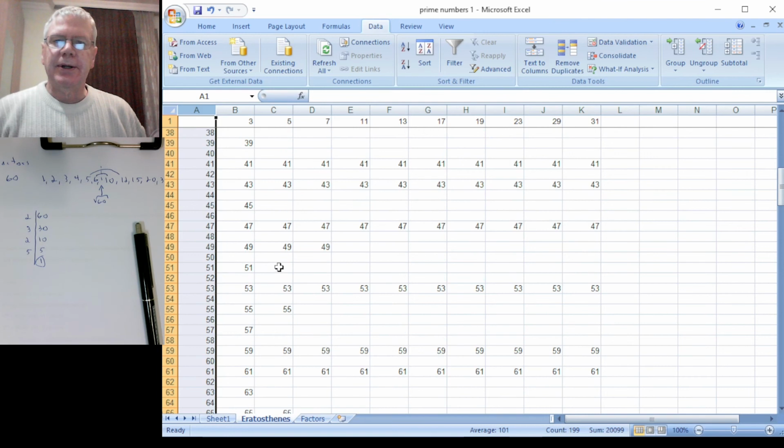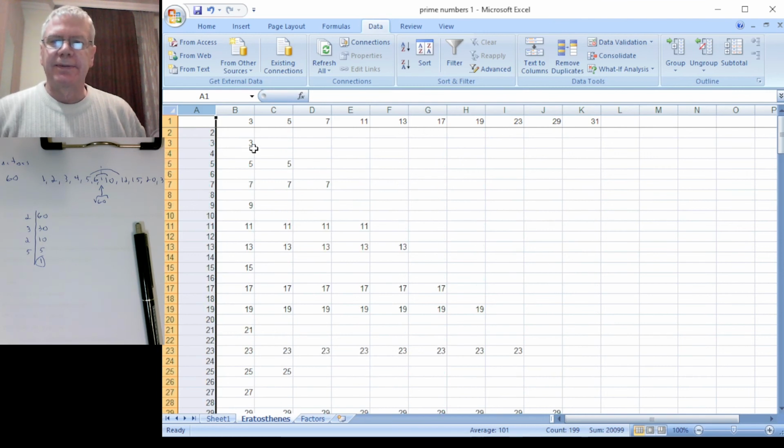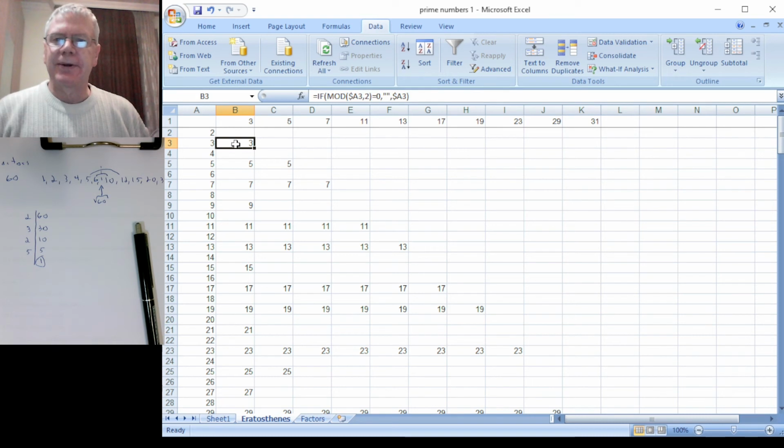So we start by crossing out all of the 2's. So in this column, this is mod. It just means if there's nothing left when you divide by 2, then get rid of it. If there's no remainder. 3 is a remainder when I divide by 2, so keep it. And that's what this mod up here is. That's modular arithmetic.